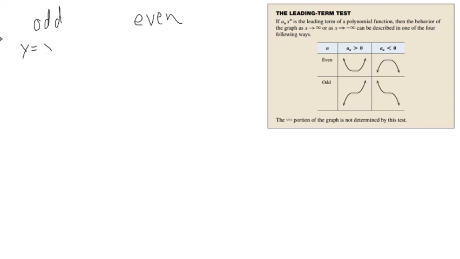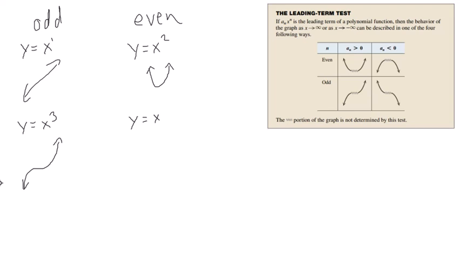So let's say you have y equals x. Well, that's x to the 1, so that's odd. That looks like that. If you have y equals x squared, that's quadratic. It's going to look something like that. If you have y equals x to the third, it's a cubic function, looks something like that. And then y equals x to the fourth ends up looking something similar to that.